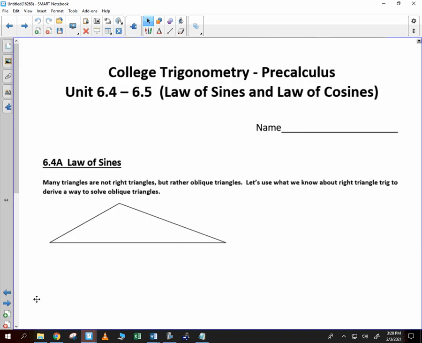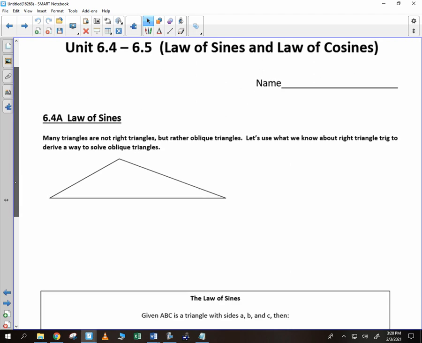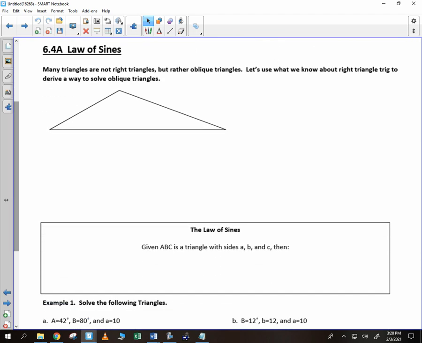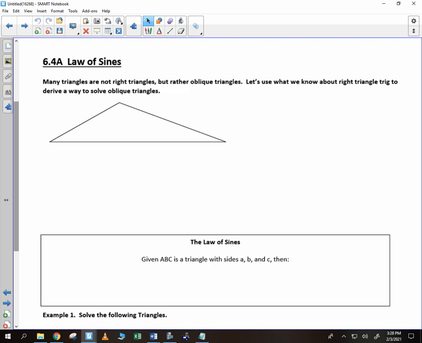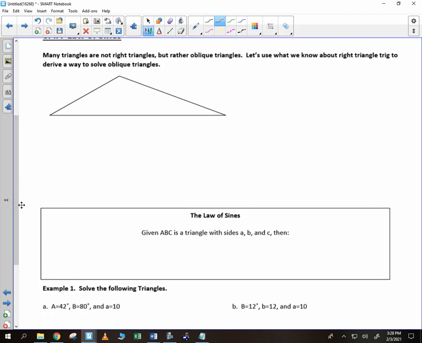So first part is going to be graphing. Second part is going to be solving triangles. And many triangles are not right triangles, but oblique triangles, meaning no angles are 90 degrees. And so let's see what we know about right triangle trig to find a way to solve these triangles. So what I'm going to do is create a 90-degree angle by just dropping that. I'm going to call this angle A, angle B, and then angle C. That would make this side A and this side B. And I'm going to call this thing in the middle H.